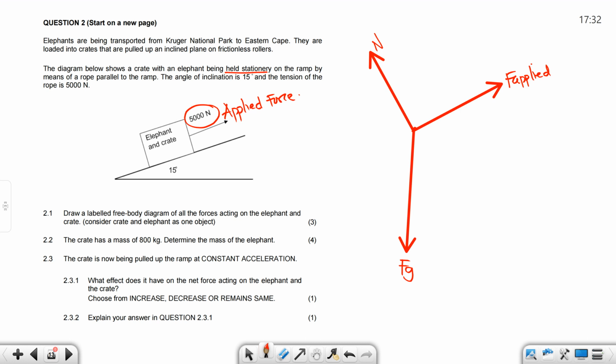Check this. They said the diagram shows a crate held on a ramp by means of a rope, the angle of inclination. Okay, there's something there. They said frictionless rollers. But it doesn't mean that there is no friction. Okay, frictionless rollers. The surface, nothing was really said about the surface. So now, if you do this, do we think that there's friction or not?